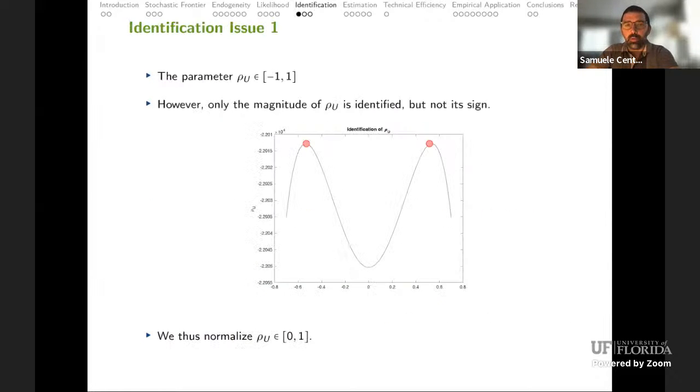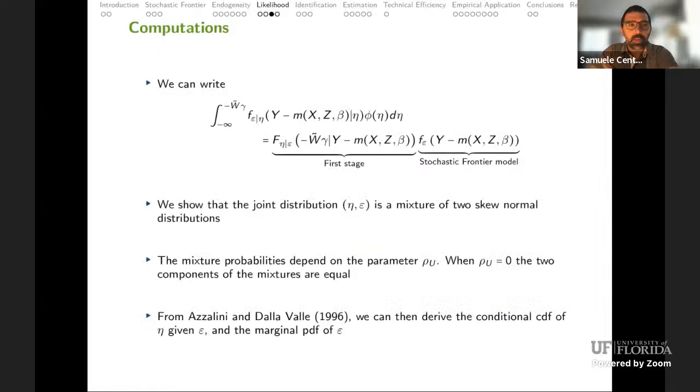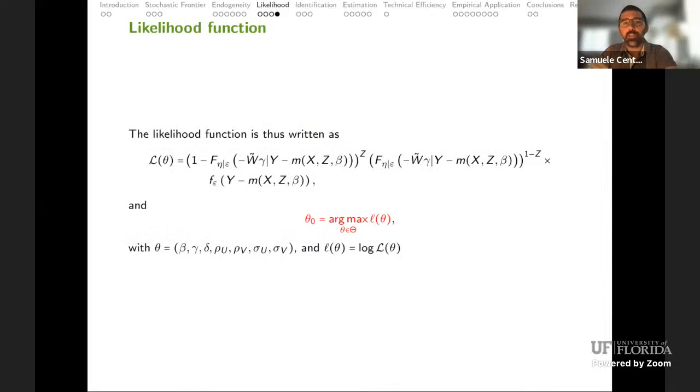Okay, so let's go back to the likelihood function. Again, this is standard. I have z and I have y. In order to write the likelihood function, I have to weight. So I have a Bernoulli, again standard, with probability 1 minus f I participate in the treatment. With probability f, I don't participate in the treatment, and then I have the likelihood function from the stochastic frontier.